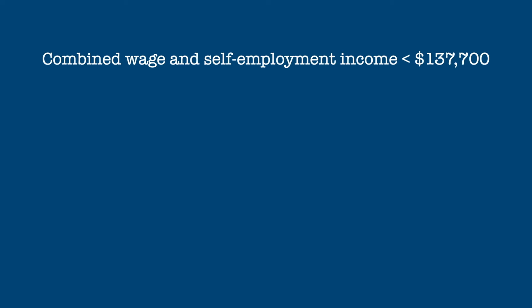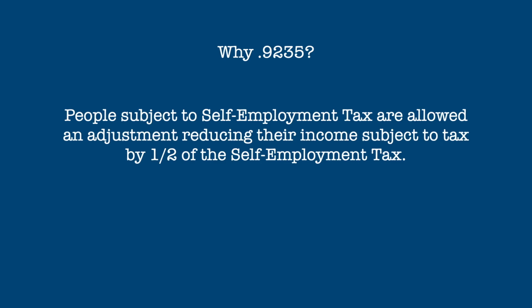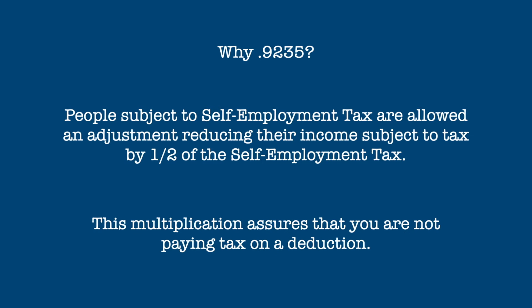If your combined wage and self-employment income is less than $137,700, the calculation is relatively straightforward. First, the net self-employment income is multiplied by 0.9235. Why 0.9235? All people who pay self-employment tax are entitled to reduce their adjusted gross incomes by 1/2 of the self-employment tax. This multiplication is done to assure that you are not being taxed on a deduction.